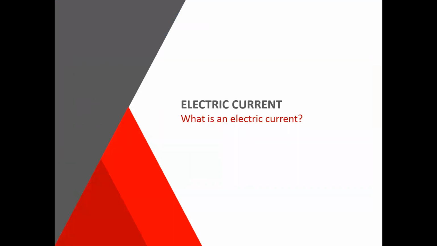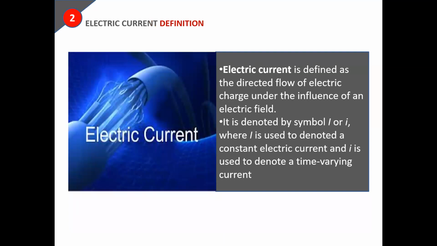And next, what is an electric current? Electric current is defined as the directed flow of electric charge under the influence of an electric field. It is denoted by the symbol I, where capital I is used to denote a constant electric current, and small i is used to denote a time varying current.